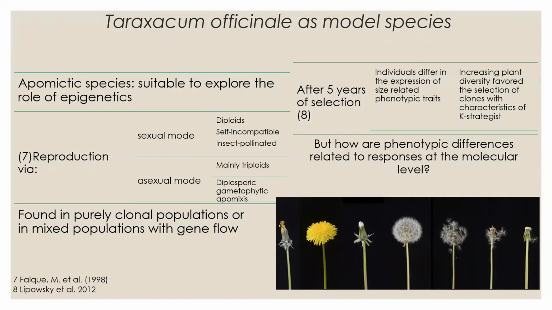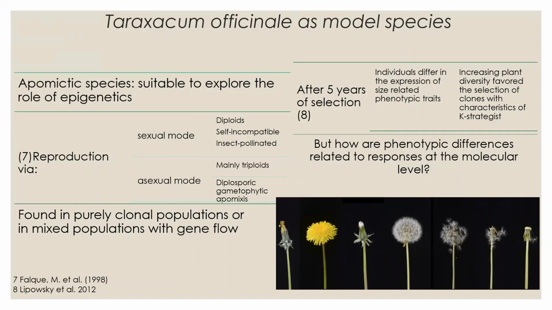Taraxacum is an apomictic species, which means that it is suitable for exploring the role of epigenetics. An apomictic species can reproduce via a sexual mode and an asexual mode. When it reproduces via the sexual mode, the individuals are mainly diploids and self-incompatible and are usually insect-pollinated. And during the asexual mode, the individuals are mainly triploids, but sometimes tetraploids, and the reproduction is an apomixis with diplosporous gametophytic development. These individuals are found in purely clonal populations or in mixed populations with some gene flow.